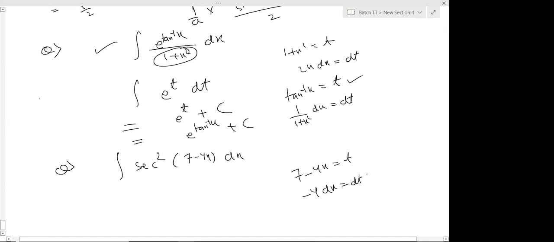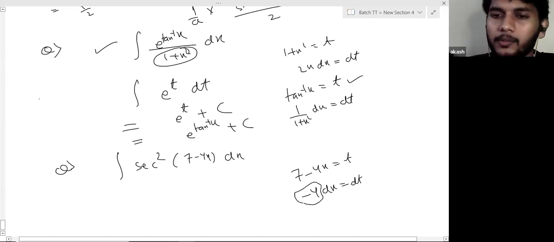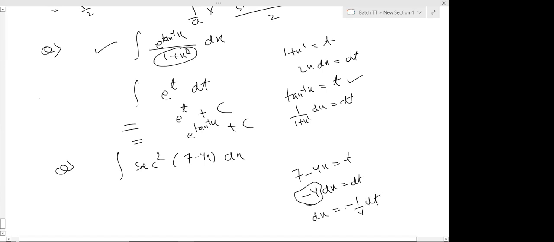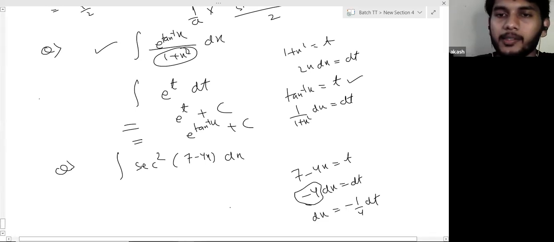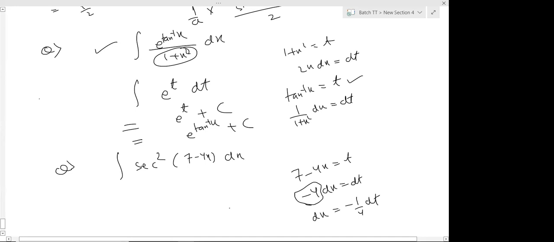So the minus sign will go that side. You can throw this minus 4 to that side directly. So dx will be minus 1 upon 4 dt. Yes, sir. Now I believe you can do this. Yes, sir. Got it. All right. Jiva, this is clear? Yes, I found the dt, but I'm doing the integral step. All right, all right.